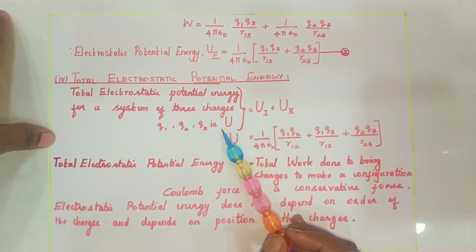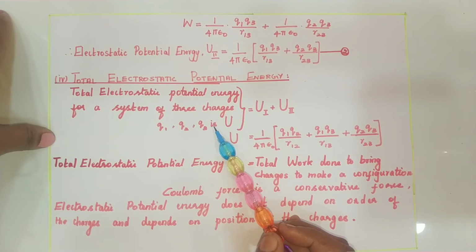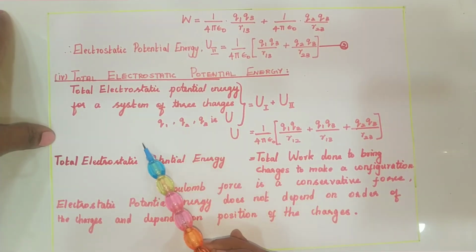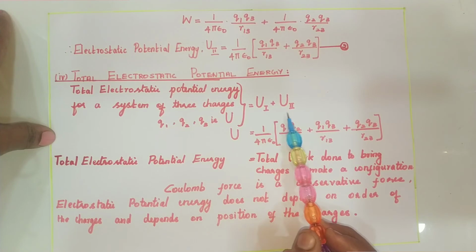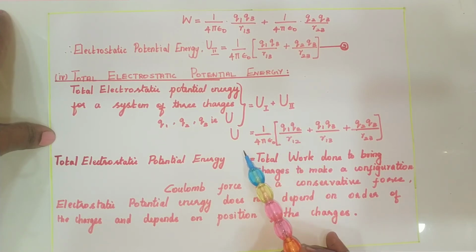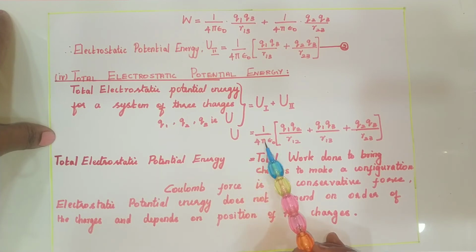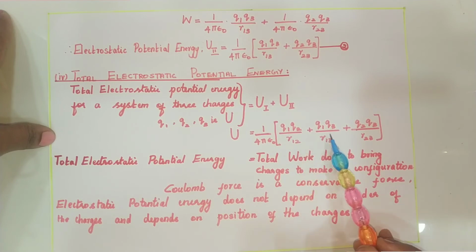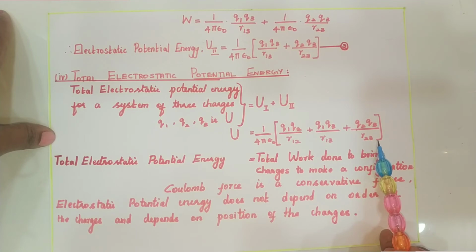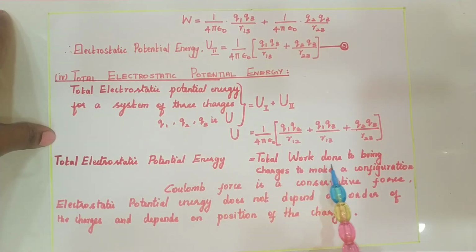Okay, now we are going to find the total electrostatic potential energy of the system. We are going to add the potential energies U1 and U2. On adding, I get the final expression U as 1 by 4 pi epsilon naught into Q1 Q2 by R12 plus Q1 Q3 by R13 plus Q2 Q3 by R23. That is, the total electrostatic potential energy is the total work done to bring the charges from infinity to make a configuration.